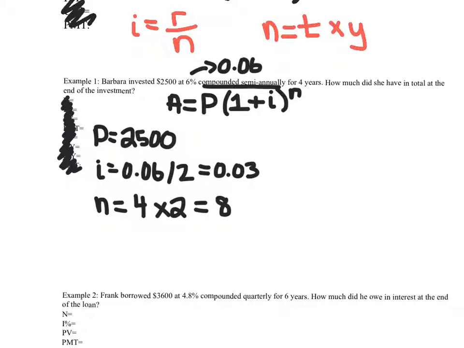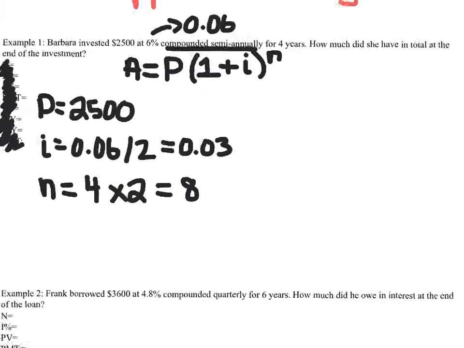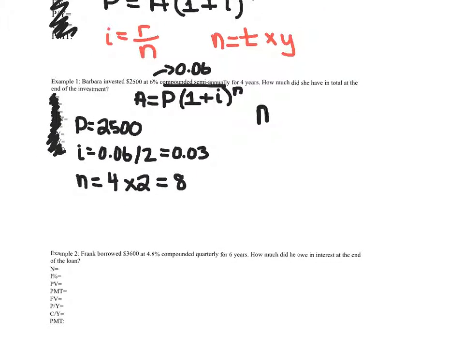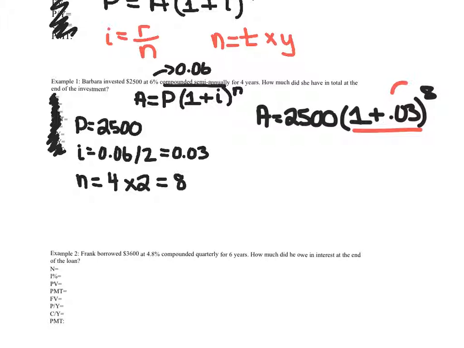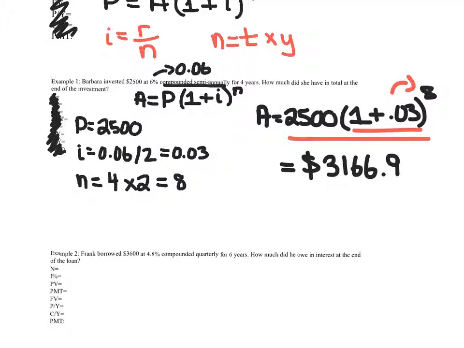Now all we have to do is plug those values into the formula that we already identified. So A equals 2,500 times (1 plus 0.03), all to the exponent of 8. When you're solving this, solve the inside, then the exponent, then multiply by the beginning. So in the end, when we do this full question out, we find that the total investment after 4 years is $3,166.93.